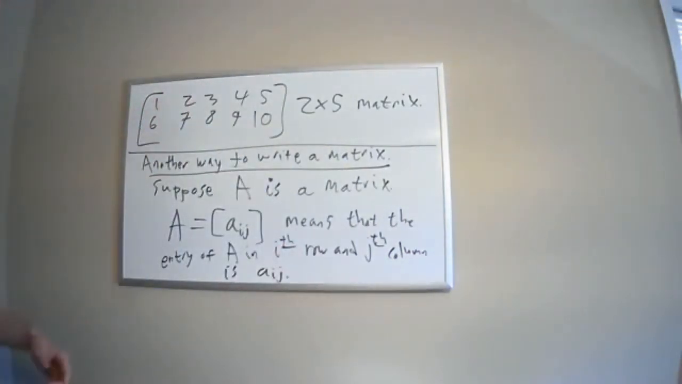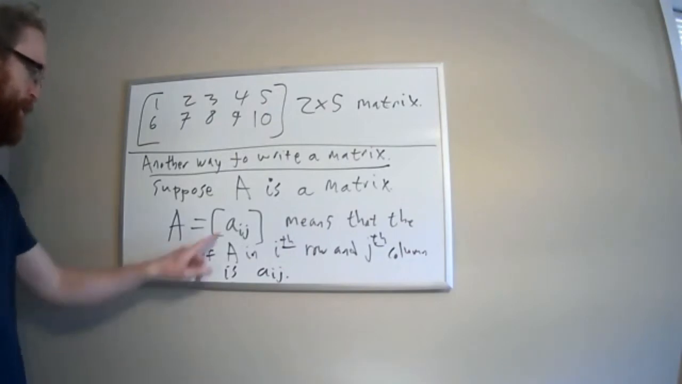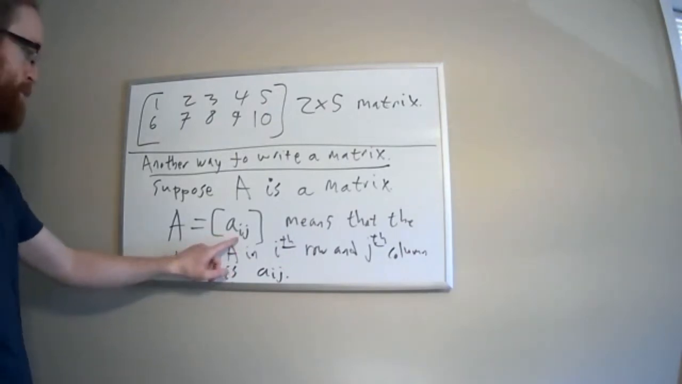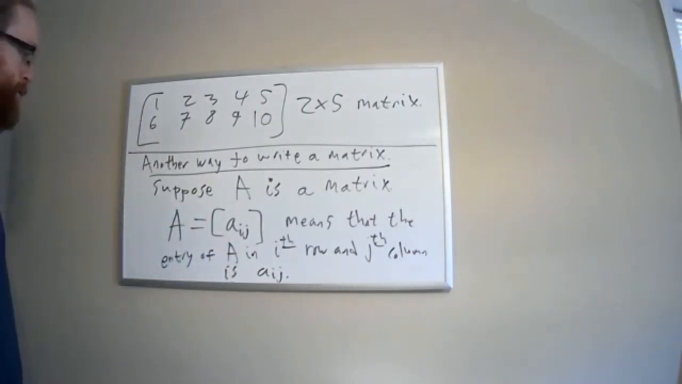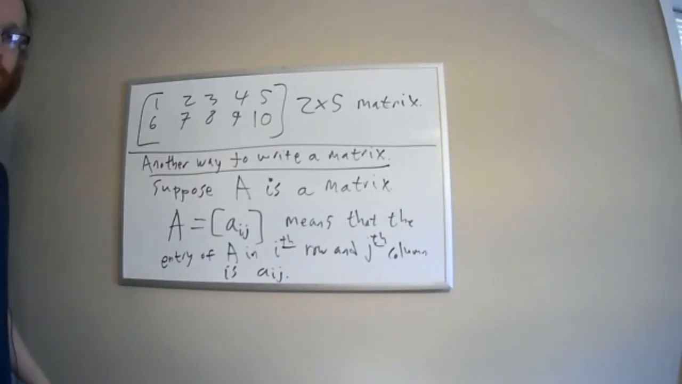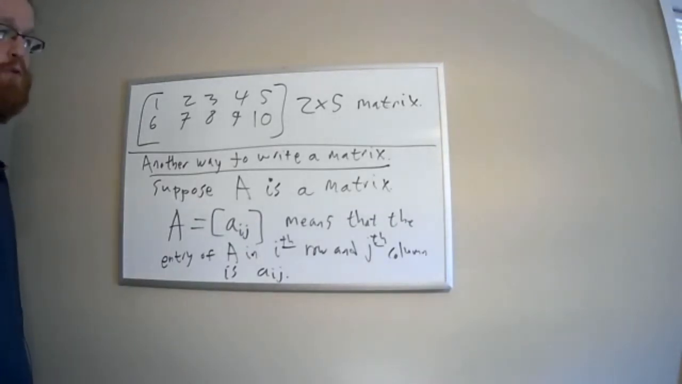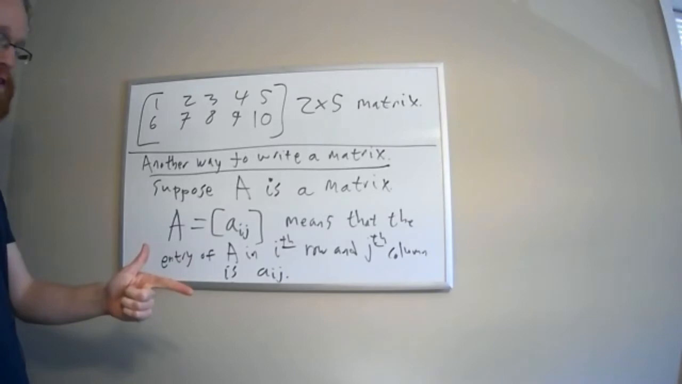They're the entries of the matrix. And I'm just basically labeling them by which row and which column they're in. So i represents the row they're in, and j represents the column that they're in. So if you're a_ij, that means you're the entry in the ith row in the jth column. So if you were a_23, you would be in the second row and third column.